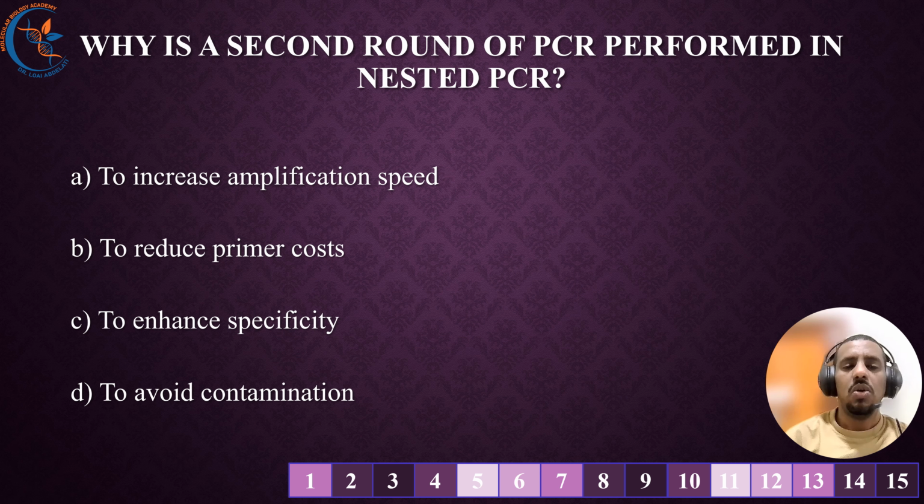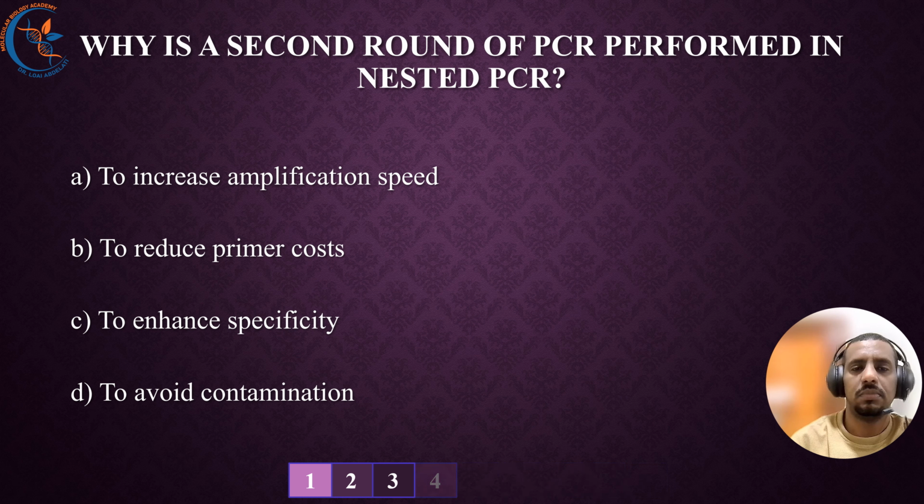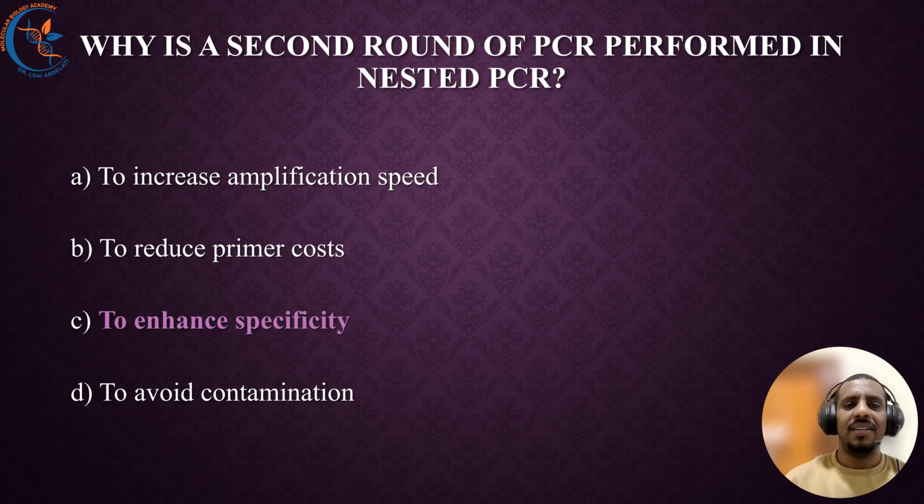Okay, next question. Why is the second round of PCR performed in nested PCR? The correct answer is to enhance specificity. Actually, nested PCR improves specificity by using two rounds of amplification. In the second round, primers bind within the first PCR product, effectively reducing non-specific binding and unwanted amplification. All right, let's move on.